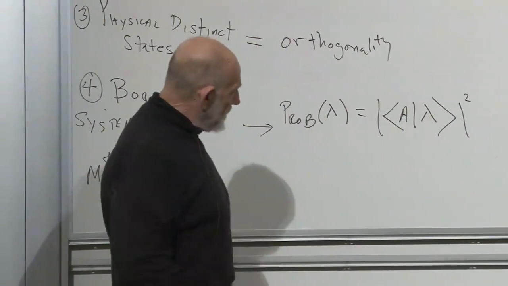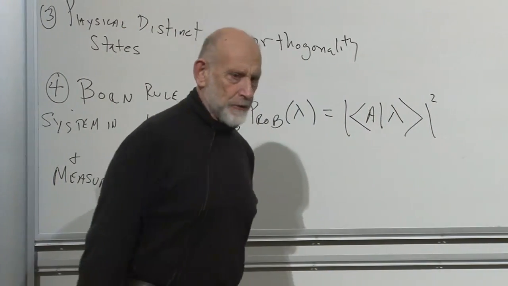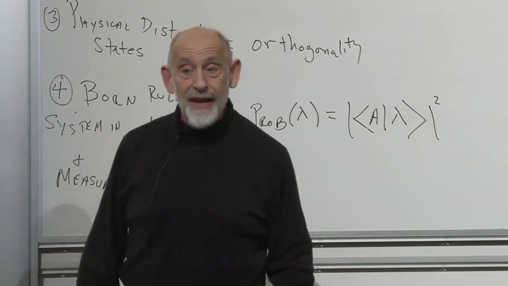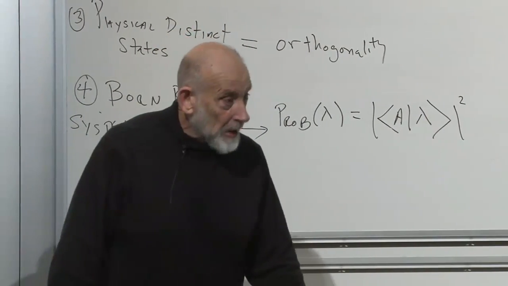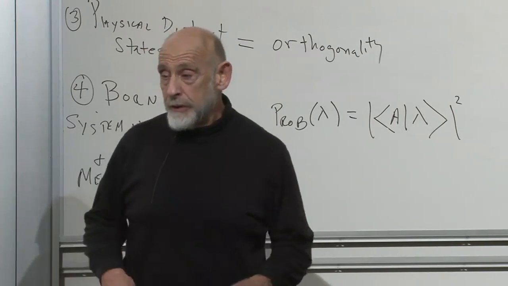And let's just look at it for a minute. You might say, why the square of the absolute value? Well, in general, these overlaps are neither positive, nor even real. Overlaps between two vectors are not necessarily real. In fact, in general, they're not.